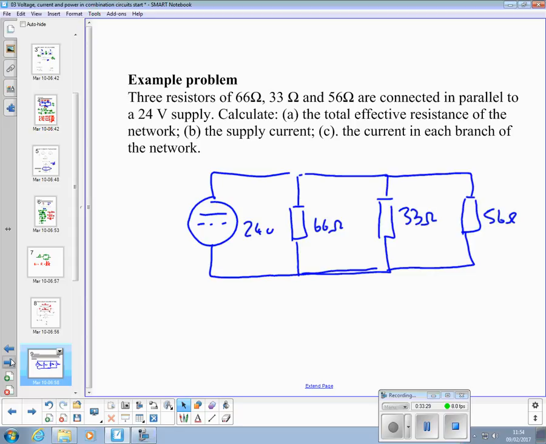So let's label those up. We've got IT there in that bit. There's I1. There's I2. And there's I3. And they would all add back together again down here to become IT again. You all understand that, yeah?